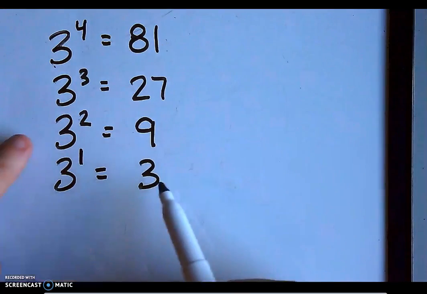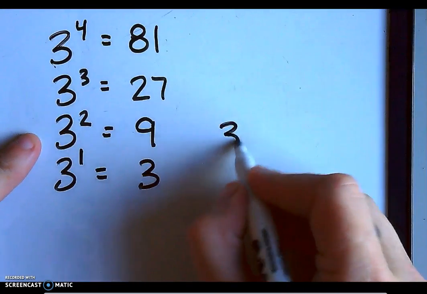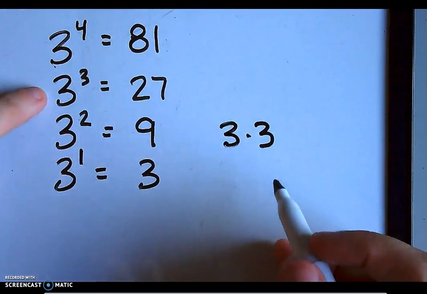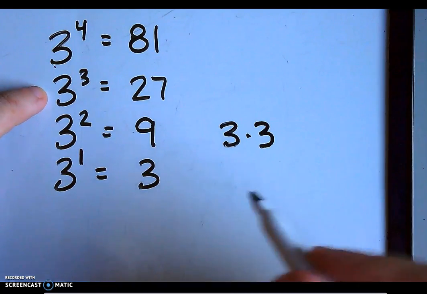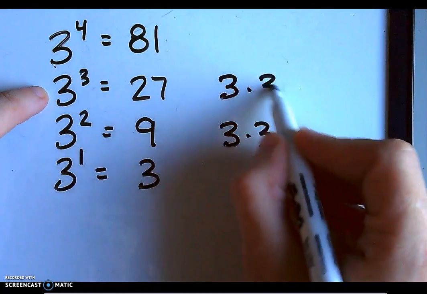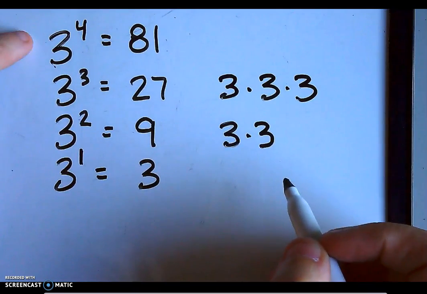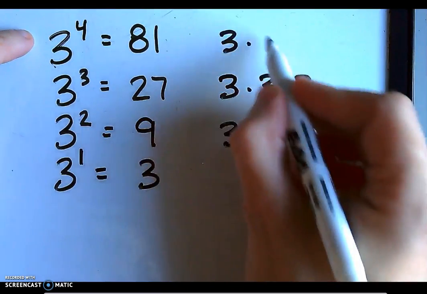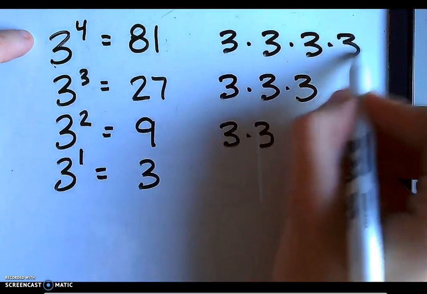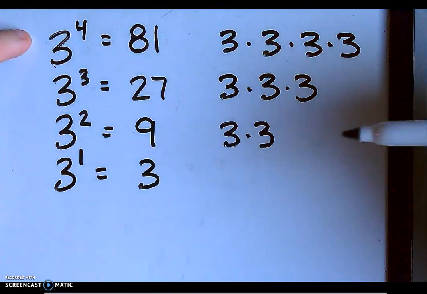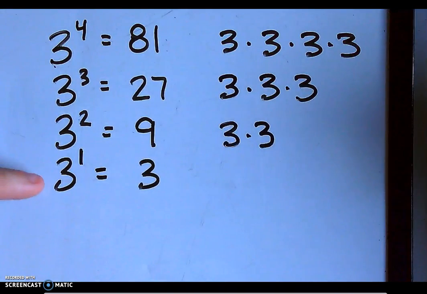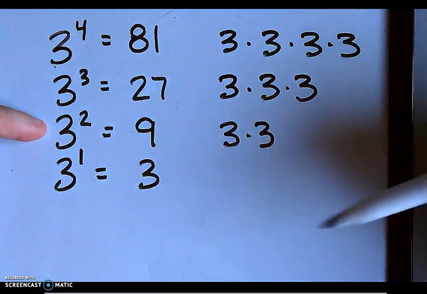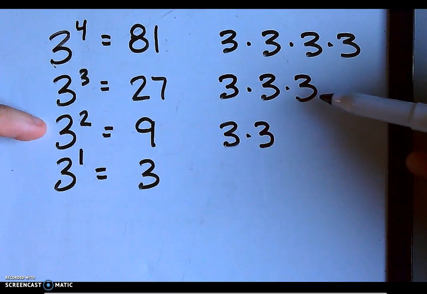In this case here, 3 squared, I know that that's 3 times 3. 3 to the third power, or 3 cubed, is 3 times 3 times 3. And then 3 to the fourth power is 3 times 3 times 3 times 3. So what I'm seeing is that every single time that I increase my exponent by 1, it's a whole other 3 that I'm multiplying by.